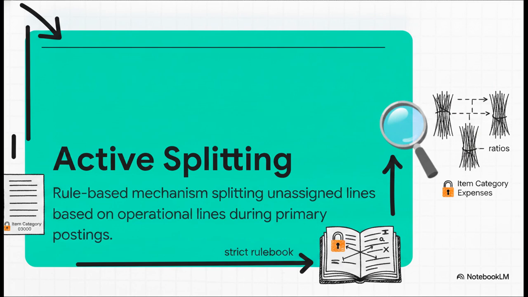Think of a fresh invoice coming in. Our SAP detective looks at an incoming vendor line, identifies it as item category 0300, checks the rule book, and sees it absolutely must be split based on the ratios found in category 20,000, which represents expenses. It's a direct cause and effect reaction happening the literal second the document is posted.